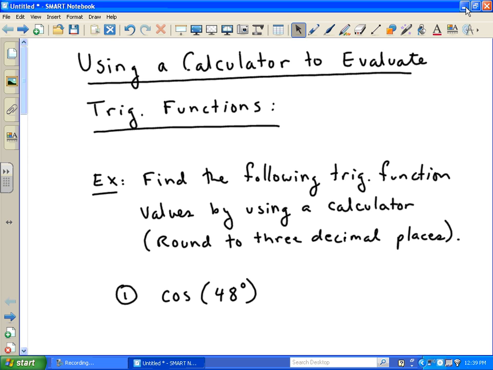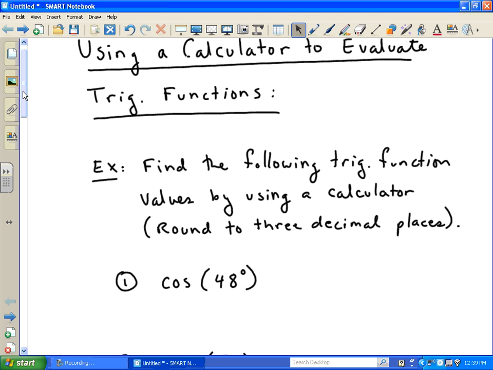The following problems are given, you have the instructions, find the following trig function values by using a calculator, round to 3 decimal places. The first problem that we are given is cosine of 48 degrees. This will be most definitely done in degree mode because you see the degree sign.